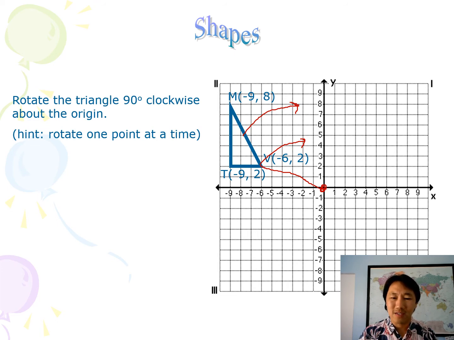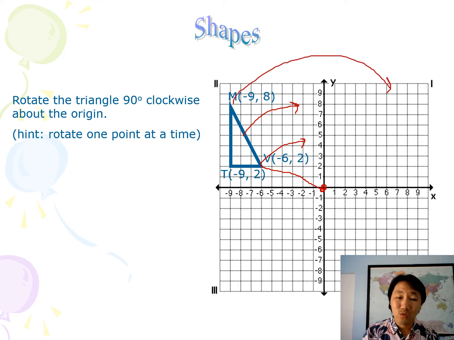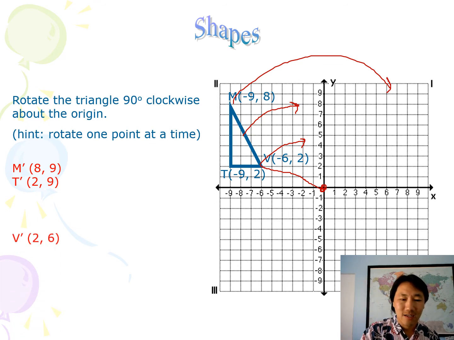So M is -9, 8. How does it go over here? Or you can use the rules. Remember, the rule was to take the X and the Y, flip them around, and then change the X. So notice it's -9, 8, so I flipped it around to get 8, -9, and then I changed the X. So that's why it is at 8, 9. And then you can do the same thing for T and V: flip it around, change the X.